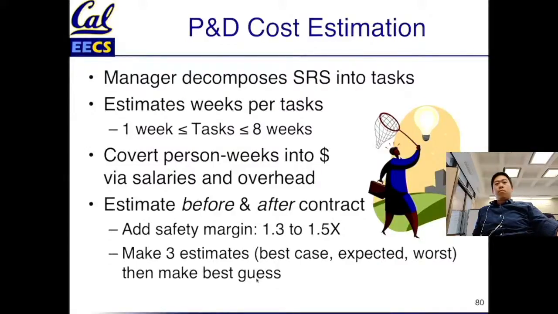And then when do you do this? Well, you do it before you get the contract and then after you get the contract, right? So you sure like those cost estimates to be similar: what I bid to get it and what it's going to cost the company to build it. So one idea is you add a safety margin.